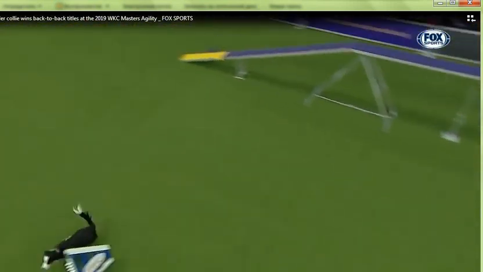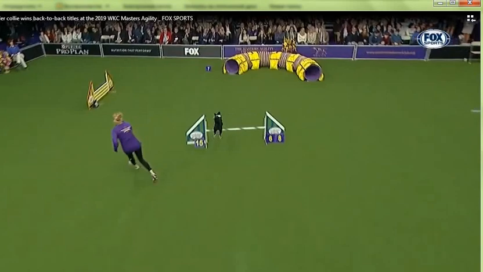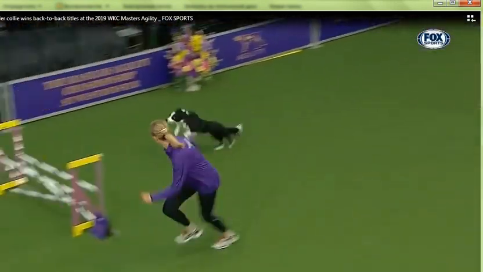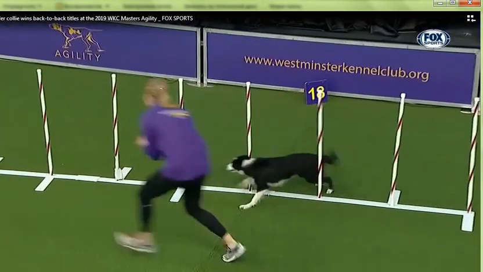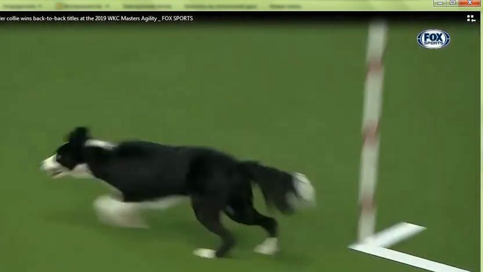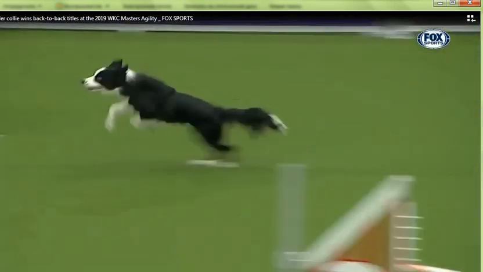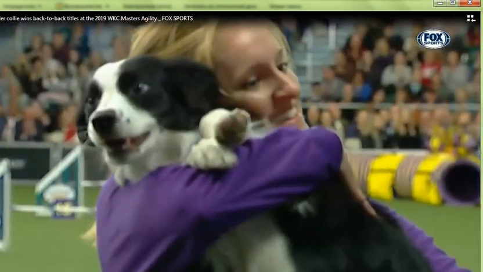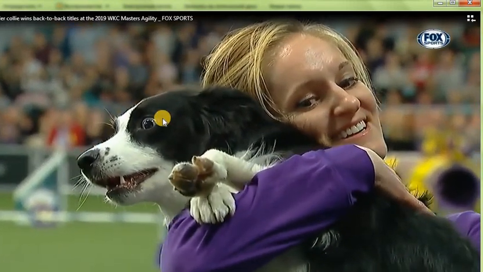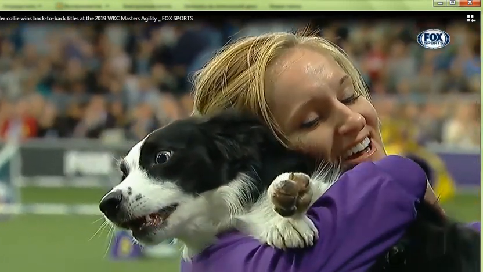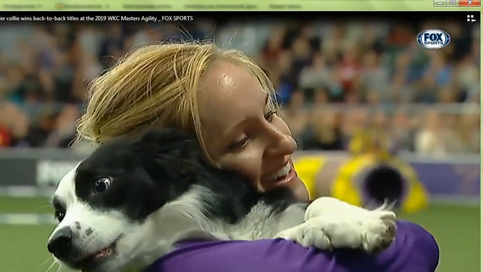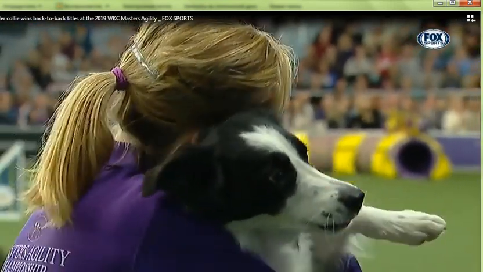Look at this run here at the end. Nothing's going to stop them. Nothing's going to stop them right here. Just beautiful. Yes, look at the eyes, it is happy. Not known to be much of a cuddler, but cuddling right there after a victory.